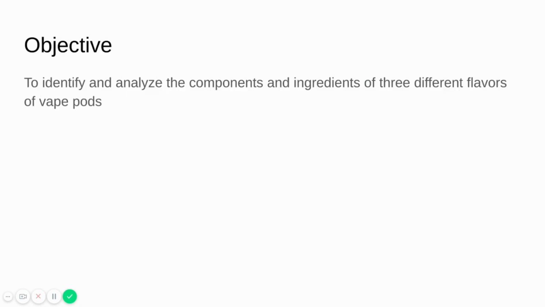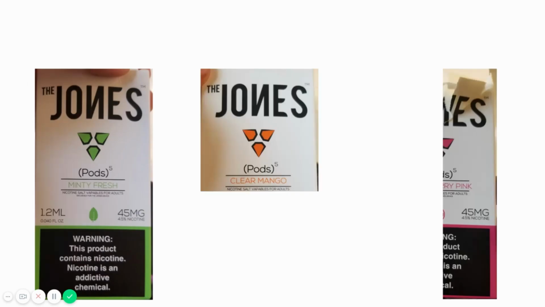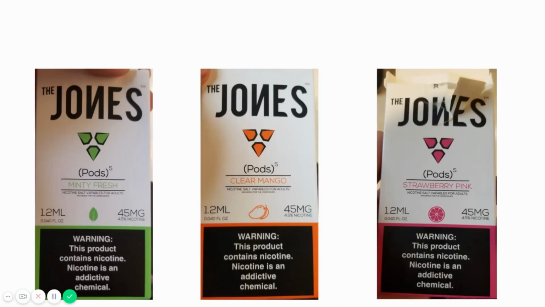And so our objective was to identify and analyze the components and ingredients of 3 different flavors of vape pods. The flavors that we used were minty fresh, clear mango, and strawberry pink.